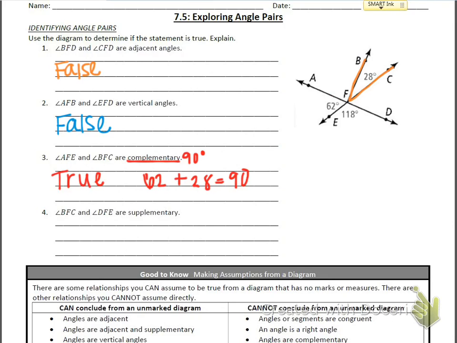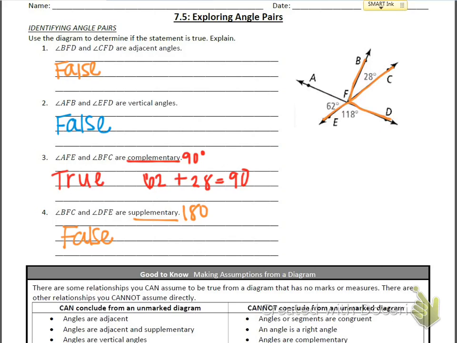BFC and DFE are supplementary. So we're going to have to do some adding. Supplementary means they add up to 180. So double check that for me. True or false? What do they add up to? 146? Okay, so they do not add up to 180. So that one is false. Everybody good?